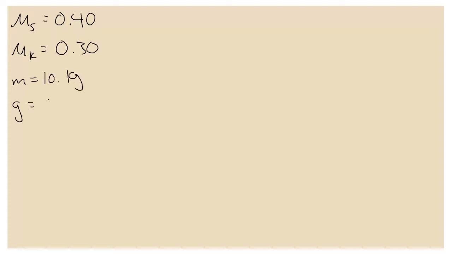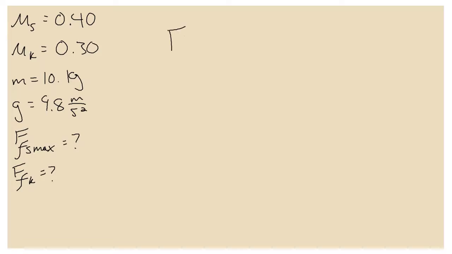And so we'll make our list of knowns here. Mu with the subscript s, the coefficient of static friction, was 0.40. The coefficient of kinetic friction is 0.30. The mass of the object was 10 kilograms. g, of course, we'll write down because they told us it was on a horizontal floor, is 9.8 meters per second squared. And we are going to want to find the static friction force maximum and the kinetic friction force. And we have everything we need to solve for both of those.